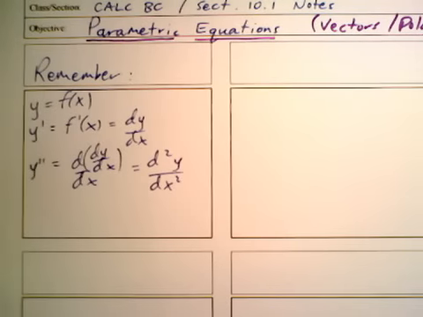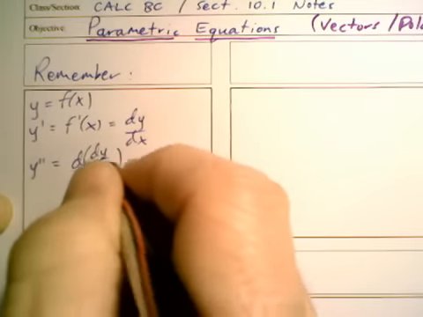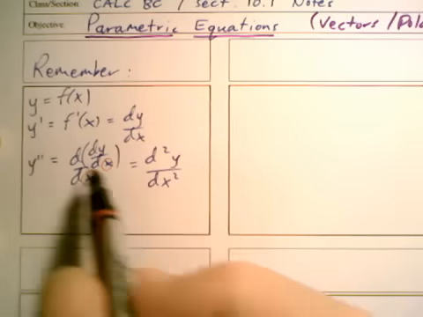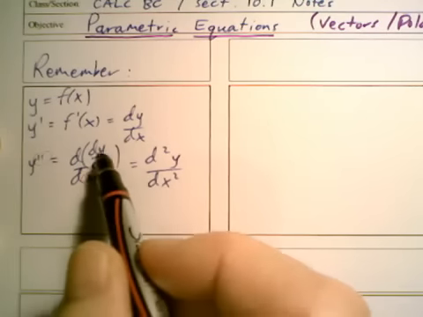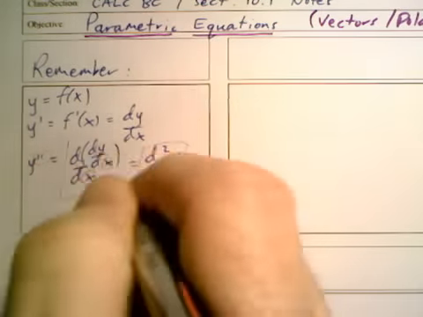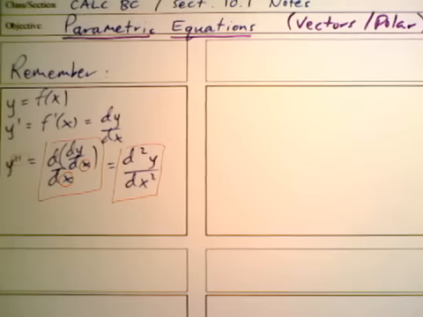And one student asked me today, Mr. Huck, where did that extra x go? Notice there's 2 x's here, there's 2 d's, and basically the second derivative is the derivative of the first derivative. If you can just keep that in mind, then really this concept, applying it to parametric, becomes actually pretty easy.